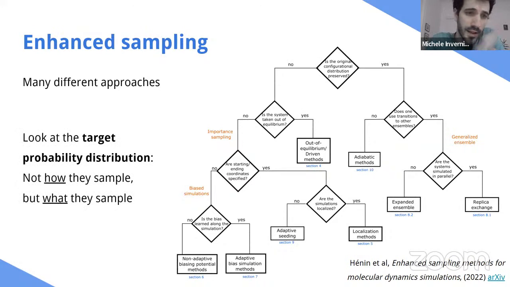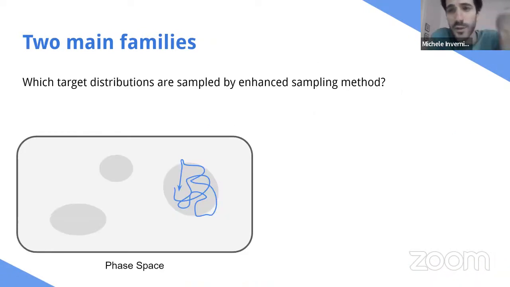And the idea is to look instead at how these methods sample, to look at what they sample. So to focus on the target probability distribution that is sampled by the methods once they are at convergence. If we do this, this complexity reduces to mainly two families. There are, of course, outliers like path sampling methods or non-equilibrium methods. But mainly, all of the enhanced sampling methods mentioned before belong to two main families.